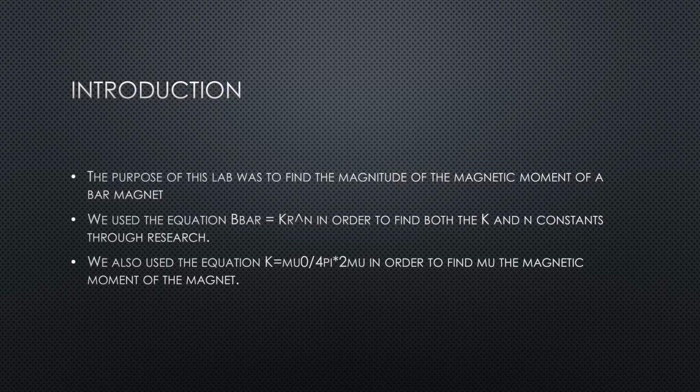So the purpose of this lab was to find the magnetic moment of a bar magnet that we got, and we are going to be using two main equations throughout this. The first one was B bar equals KR raised to the N, and this is going to be used to find the K value and the N value, which will be used in other parts of the lab. And the second equation we used was K equals mu naught over 4 pi times 2 mu in order to find the magnetic moment of the magnet.